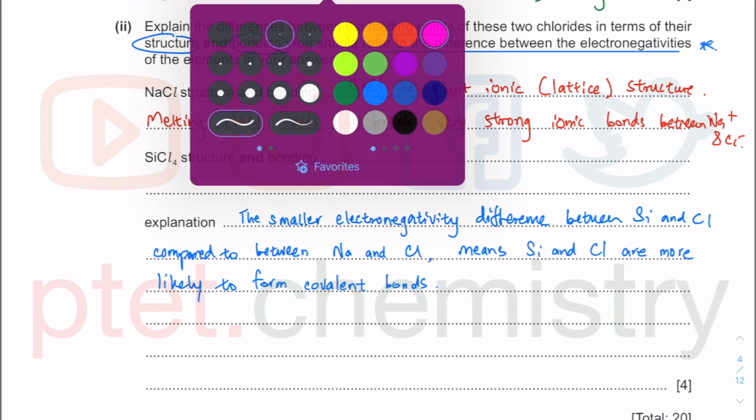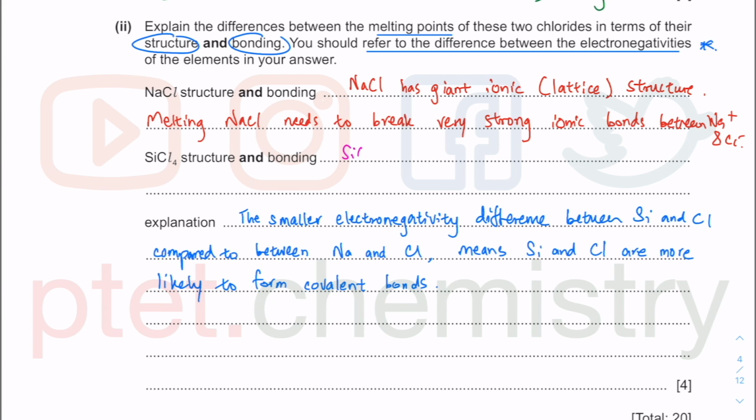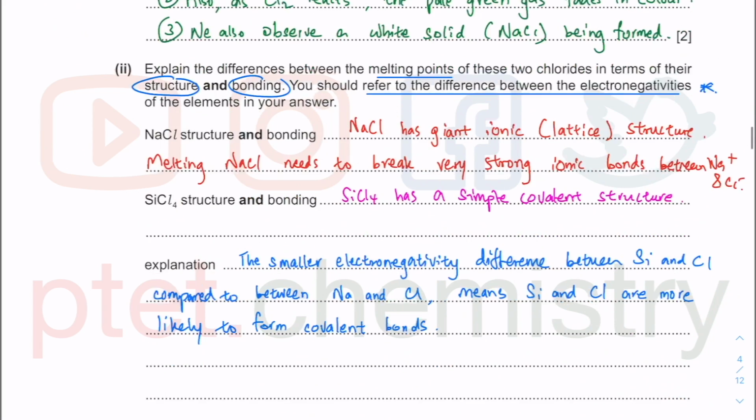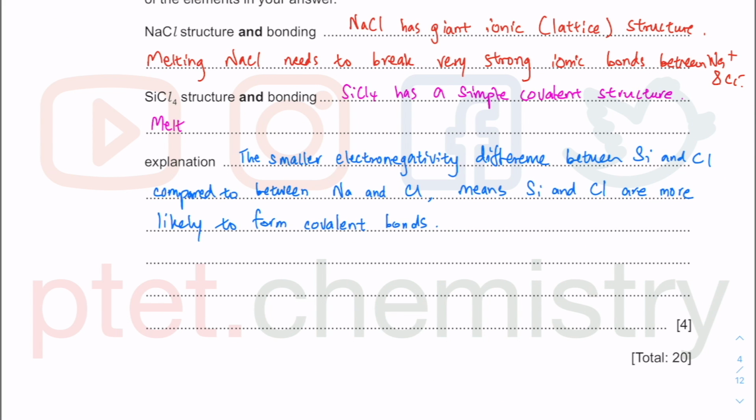In terms of the next one, SiCl4 has a simple covalent structure or simple molecular structure, whichever one you prefer to use. So simple covalent structure or simple molecular structure is the same thing. We're talking about melting point, so I should think about melting as well.